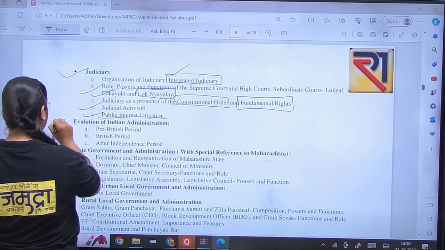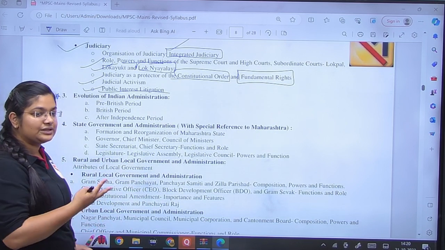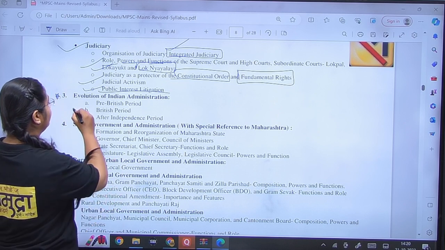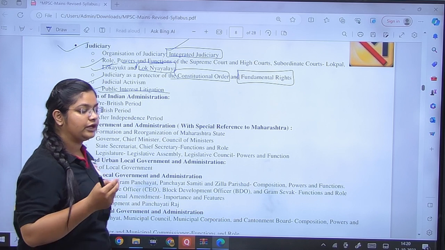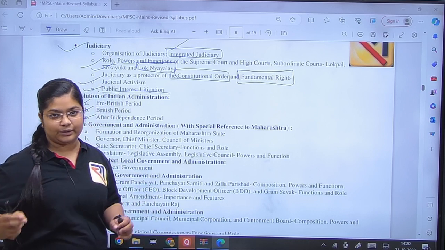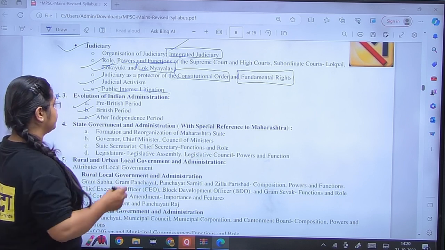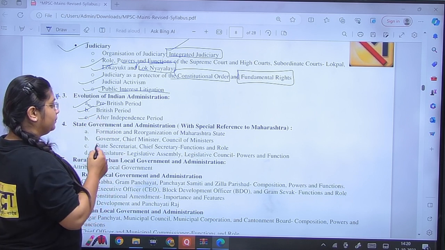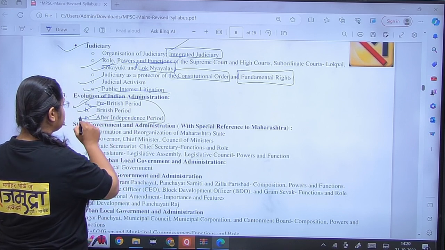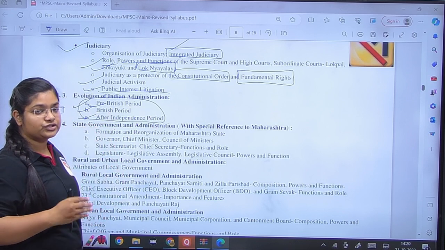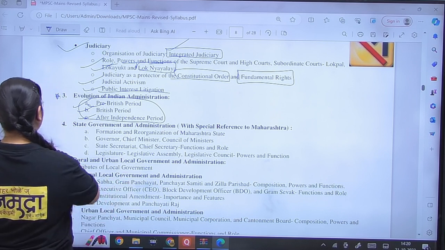Okay, again I am emphasizing on the detailing of the syllabus. Everything is given in the syllabus, we just have to go one by one about all the concepts and we have to gain knowledge about it with contemporary touch. Okay, evolution of Indian administration, pre-British period, British period, after independence period. Okay, so how our Indian administration has evolved throughout the years, we are going to study about that.